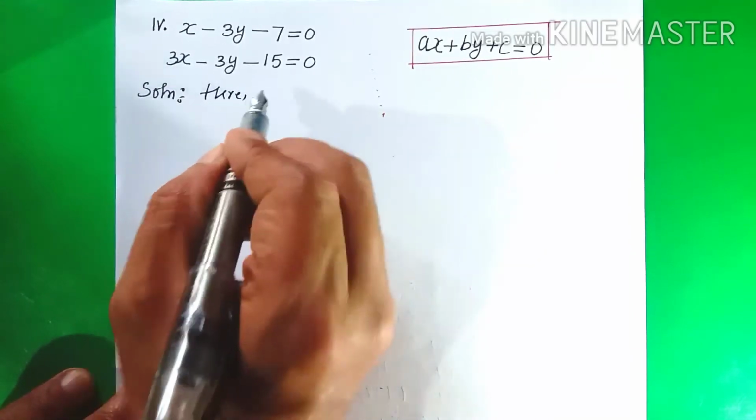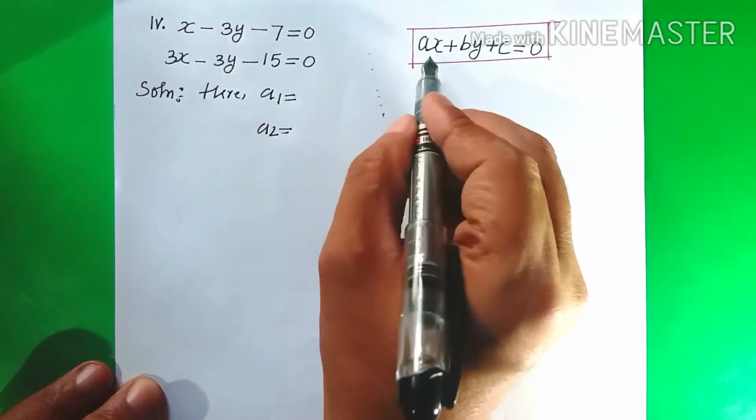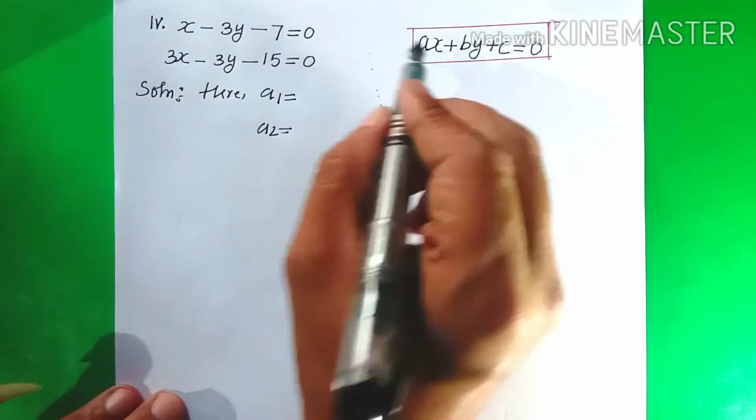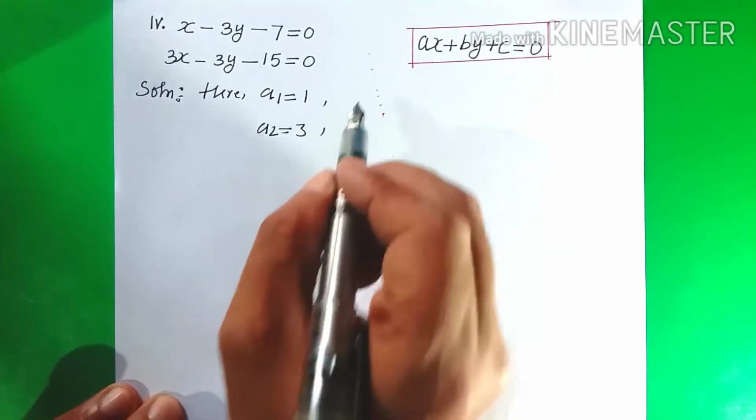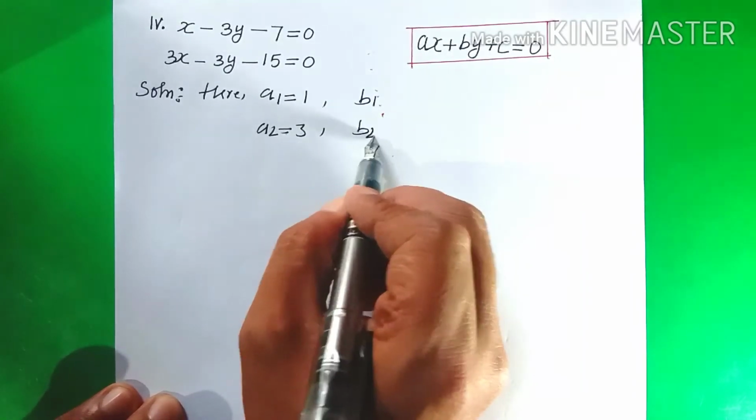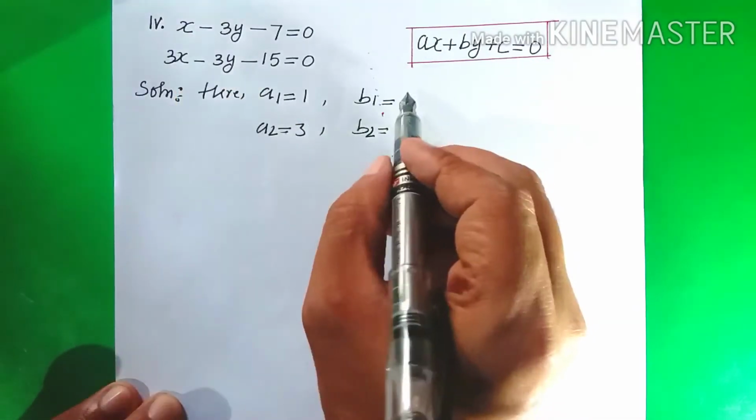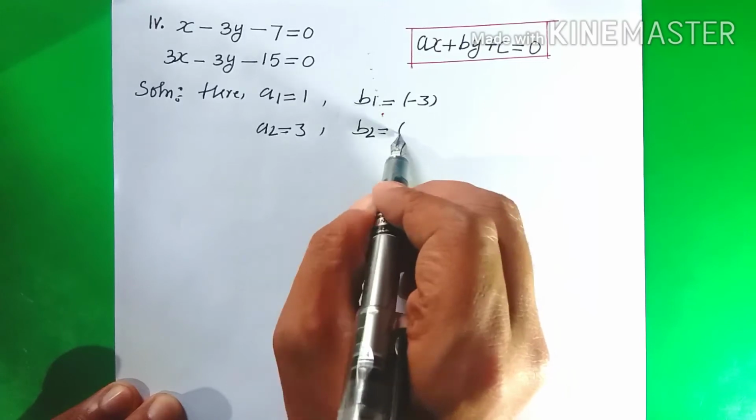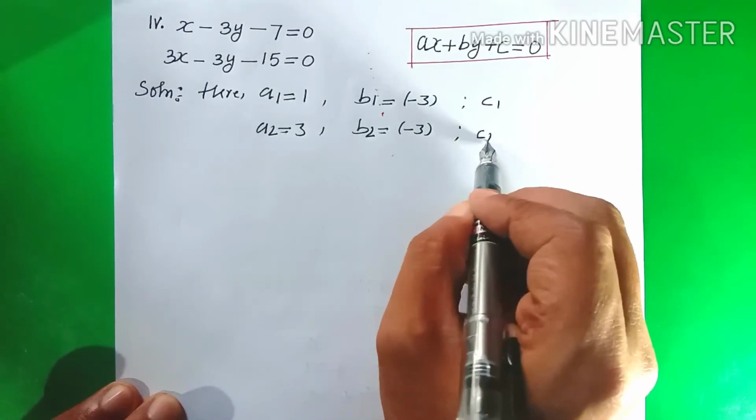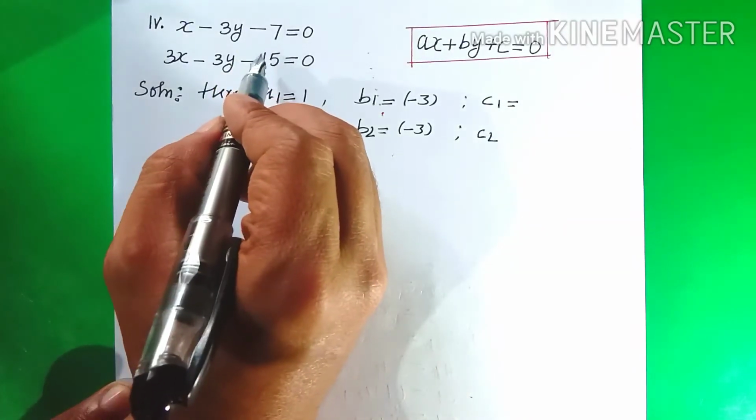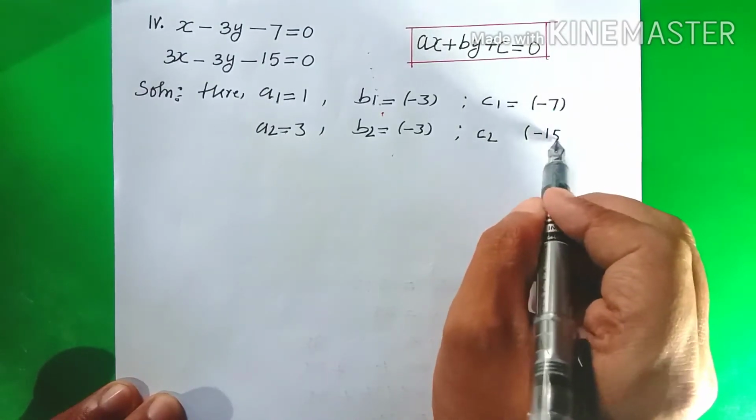Here a1 and a2: a is the coefficient of x, so the coefficients of x are 1 and 3. Again b1 and b2: for b you take the coefficient of y along with the sign, so we have negative 3, and again here also minus 3. And c1 and c2: for c you take the constant value, which is minus 7 and minus 15.